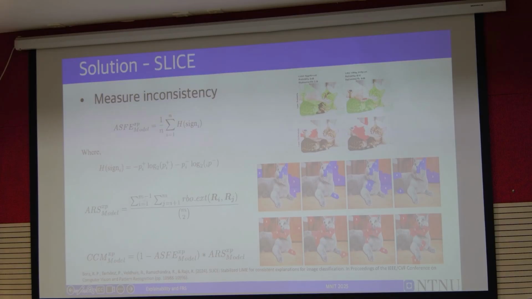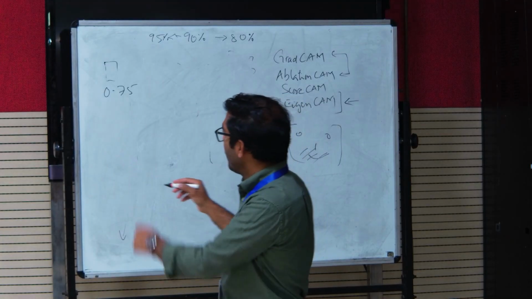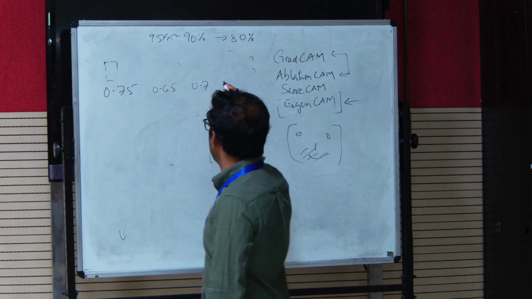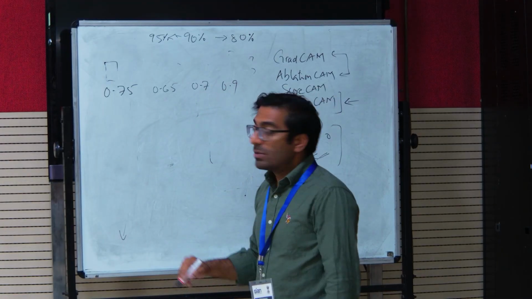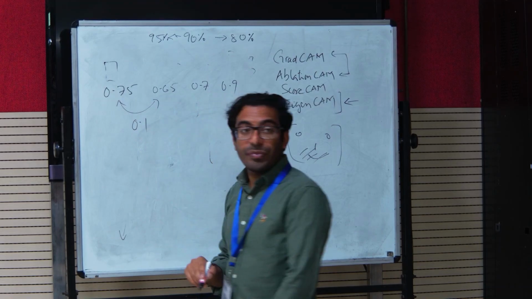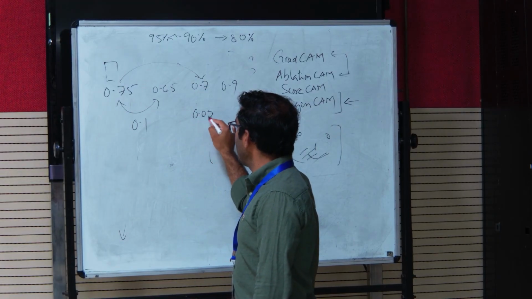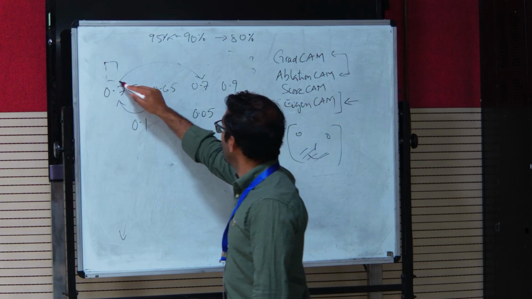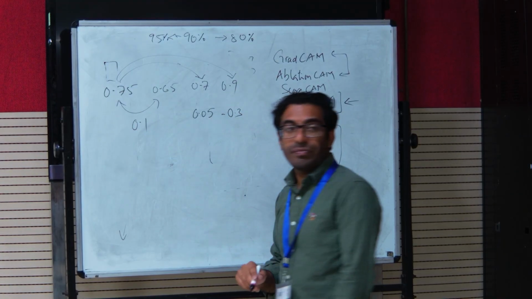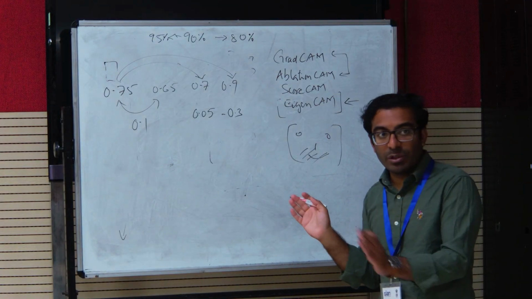So the base probability, let's assume, is 0.75, and then for every different configuration I'm going to get 0.65, 0.7, 0.9, and so on. Now if I take a difference between them, what am I going to get? 0.1 between this and this, 0.05, and between this and this, 0, minus 0.3. Make sense? It's nothing other than just taking the absolute difference, right?